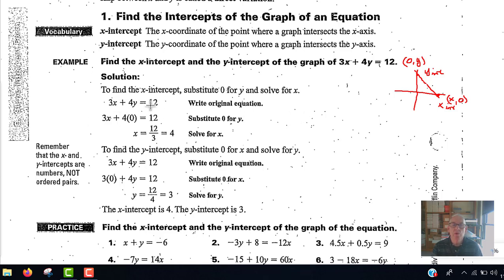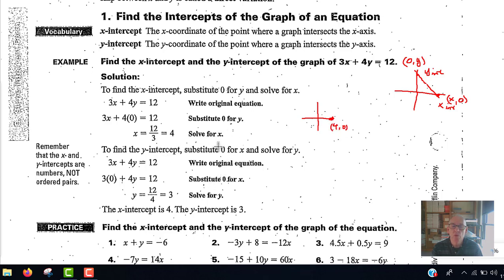So that's what they're showing with this example here. You've got 3x plus 4y is equal to 12. They want to find the x-intercept, so they're putting a 0 in for y, which makes this go away. Now you have 3x is 12, so x is going to be 12 divided by 3, which comes out to be 4. So for this line, the x-intercept is 4. That means it's going to go through the x-axis at 4, so the coordinate is 4, 0.